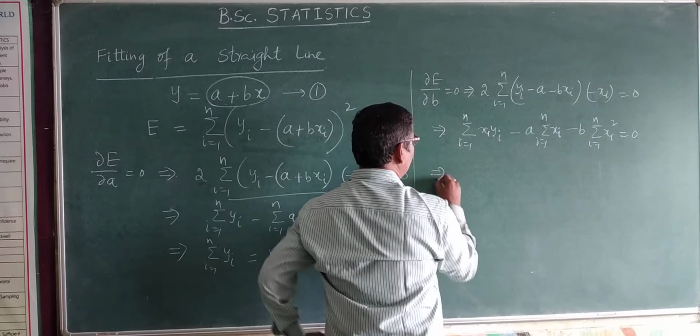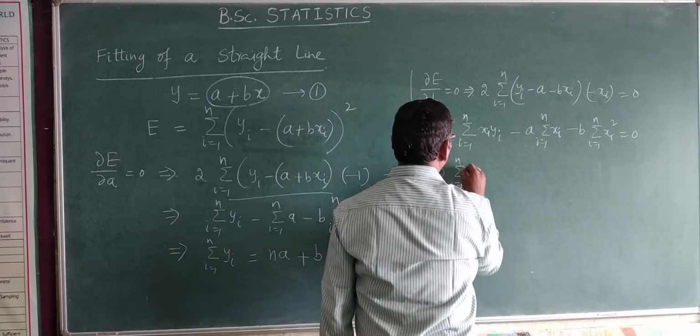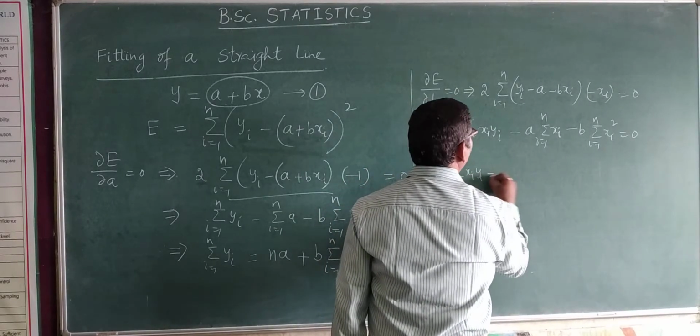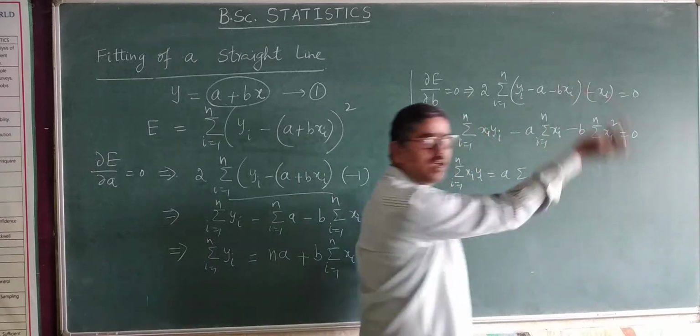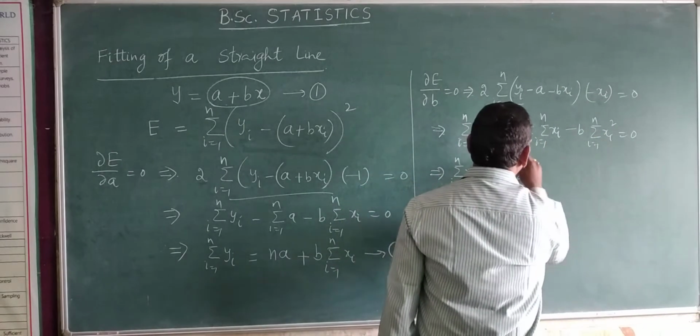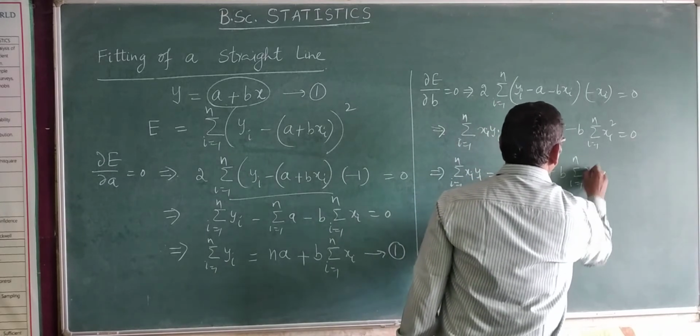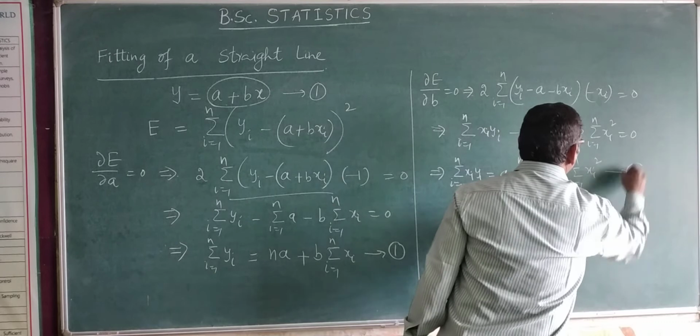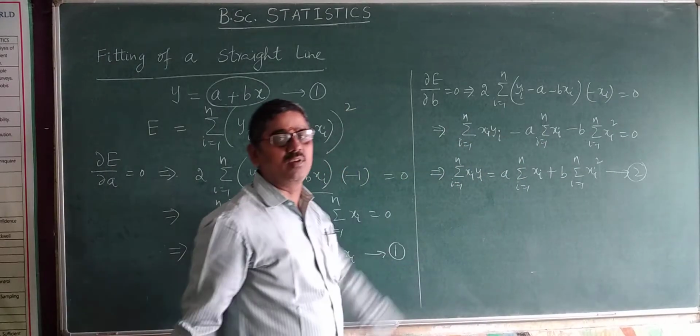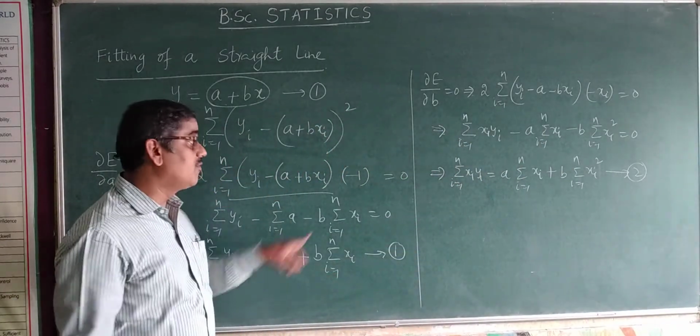Which implies summation i equal to 1 to n xi yi is equal to a into, and take these two terms to the right hand side, summation i equal to 1 to n xi plus b into summation i equal to 1 to n xi square. That is equation 2. This is the second normal equation. These are the two normal equations.